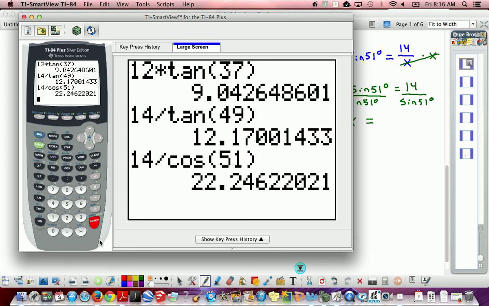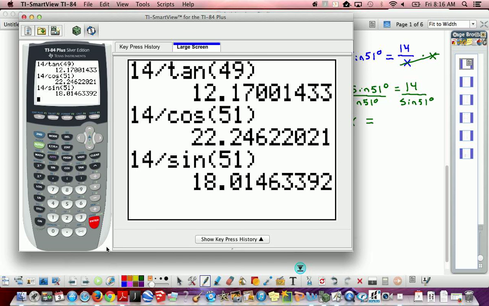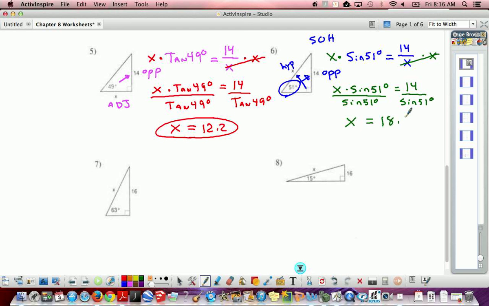Oops, I apologize, I did cosine. Hopefully you go, what is he doing? Divided by sine of 51. I'm glad I caught that there. My apologies. So 18.01 or x equals 18.0.